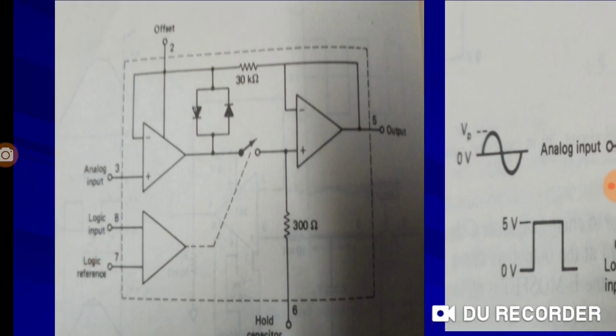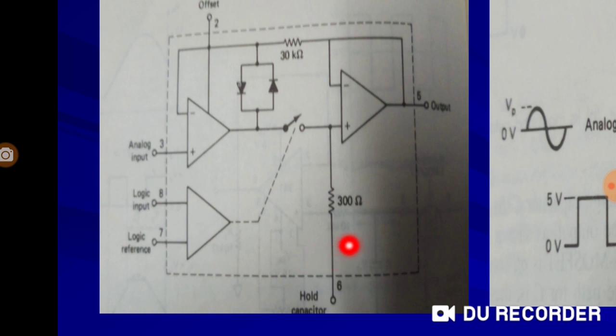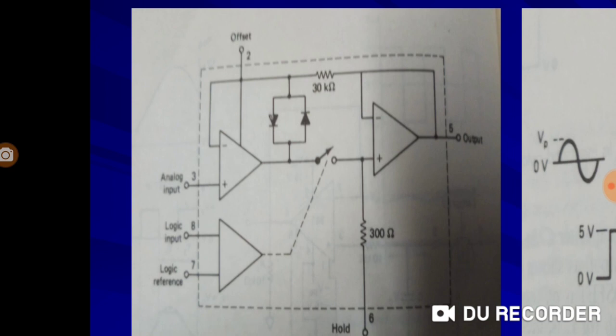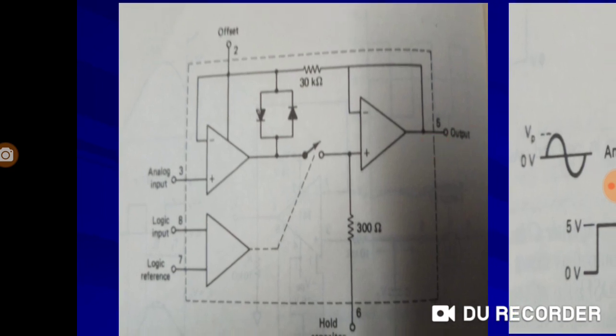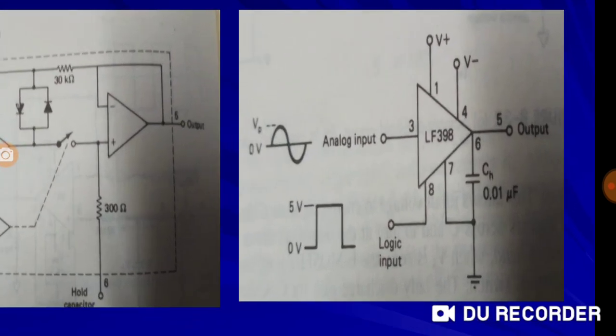This particular pin 7 will be shorted to 6, and this 6 is used for holding the external capacitor, the capacitor which will be connected over here, and the 7th pin will be connected to the other end of the capacitor. So that is how we are taking the reference, actually the voltage across the capacitor, and the output is taken across pin 5. Let's take a look at the connection diagram.